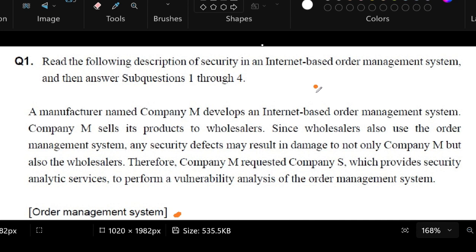Question number 1 of the ITFE Fundamental Engineering Exam for the afternoon portion of the test. In this question, we first need to read the following description of security in an internet-based order management system and then answer sub-questions 1 through 4.